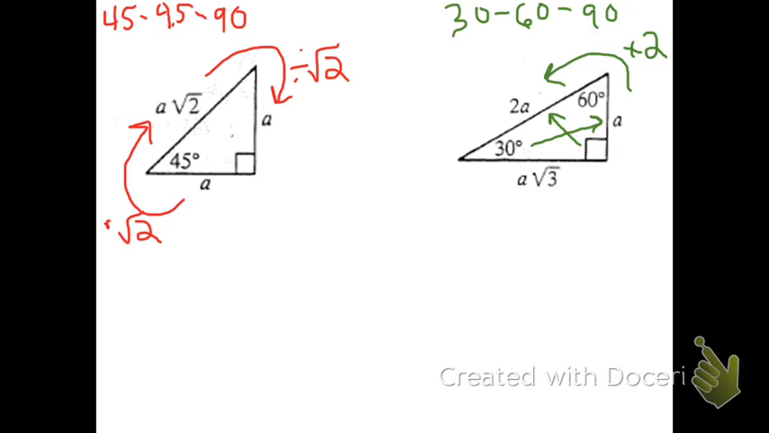If you know the hypotenuse and want to find the short leg, then, well, you're getting smaller, so you're going to divide by 2.